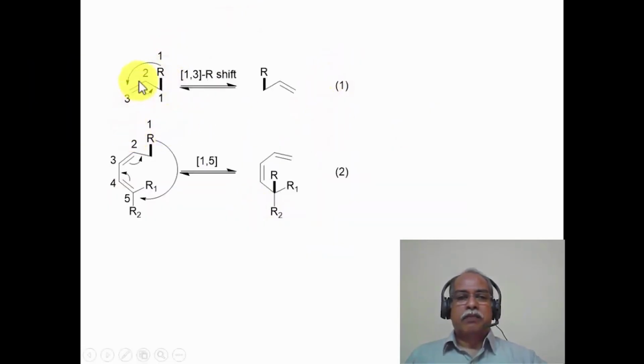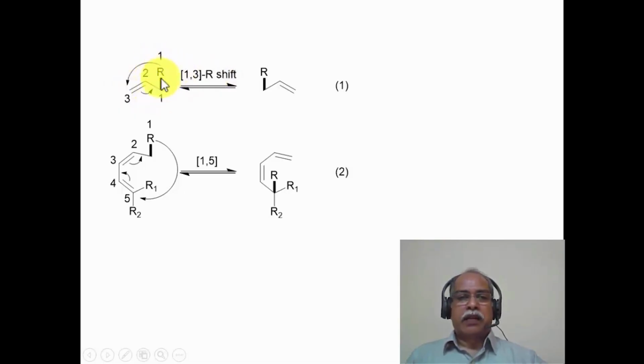Equation number 1 is a simple allyl system to which a functional group or an alkyl group is connected, which is the R group. The thick bond that is shown here is the bond that is going to break, and with the breakage of this bond, the R group migrates to the third position. In other words, the numbering starts from the bond breaking during the course of the sigmatropic rearrangement. If the carbon-R bond is breaking, then the numbering starts from 1 and 1, and the migration takes the R group to position 3. So it is a 1,3 R shift.